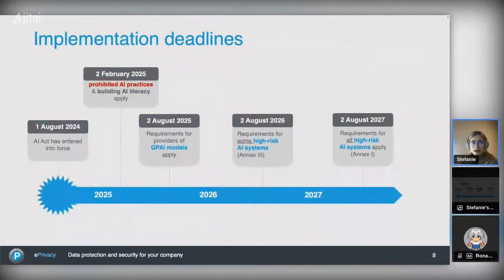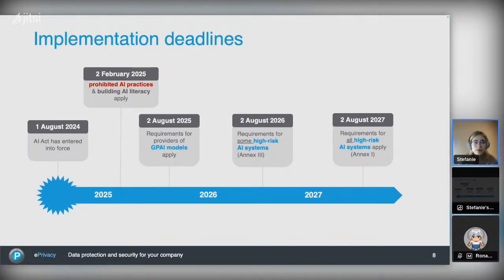Yeah, so the AI Act entered into force in August this year, but right now not all requirements need to be fulfilled. There are some deadlines on when we need to implement the requirements. The first deadline will be in February next year, which will be for the prohibited AI practices under the AI Act, and about building AI literacy within a company.